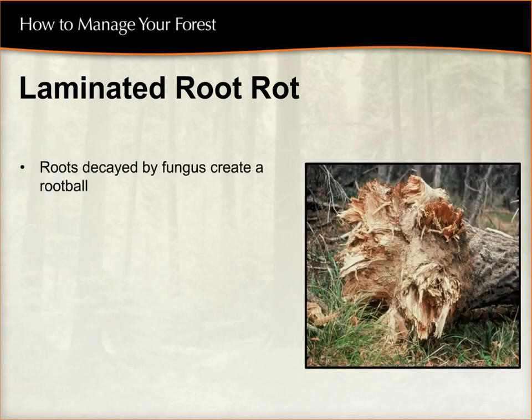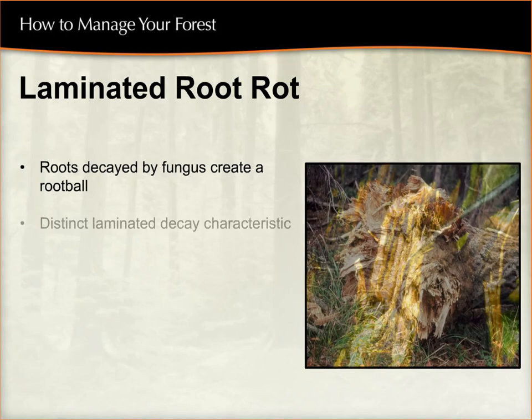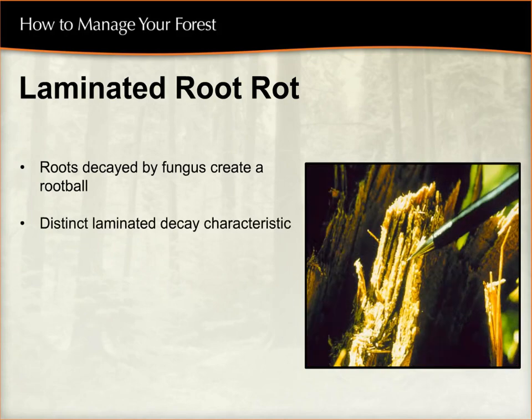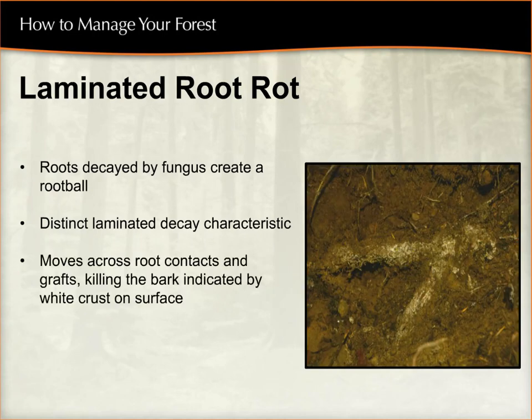The fungus is so effective at decaying roots that it creates a root ball, and the trees look like the roots have been gnawed off by a giant rodent. This laminated appearance shown here is one of the distinct laminated decay characteristics. The disease spreads by moving across root contacts and grafts, killing the bark.